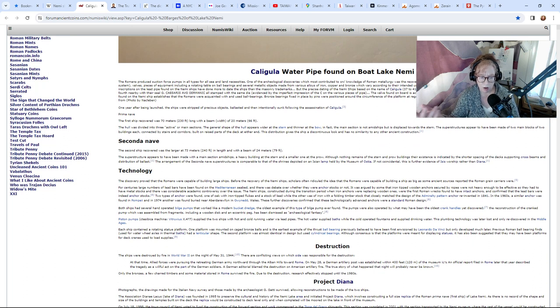So when archaeologists really looked into these ships, they were like, this ship has piston pumps. Piston pumps weren't invented until much later. How can this be? And this is just another situation of many where we discover something that pushes the needle back. There's always more to the story. It always goes further back.